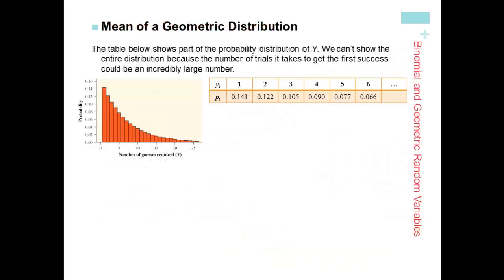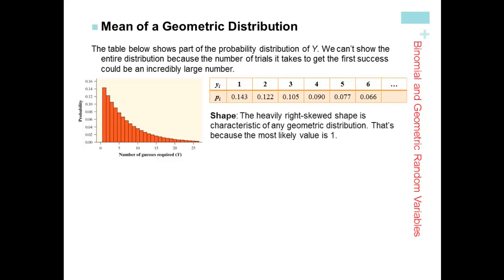The table below shows part of the probability distribution of y that we just looked at. We can't show the entire distribution because the number of trials it takes to get the first success could be incredibly large. In fact, it might go on forever. You can also see a picture of this distribution as well. If I take a look at the shape of this distribution, it's heavily skewed to the right.